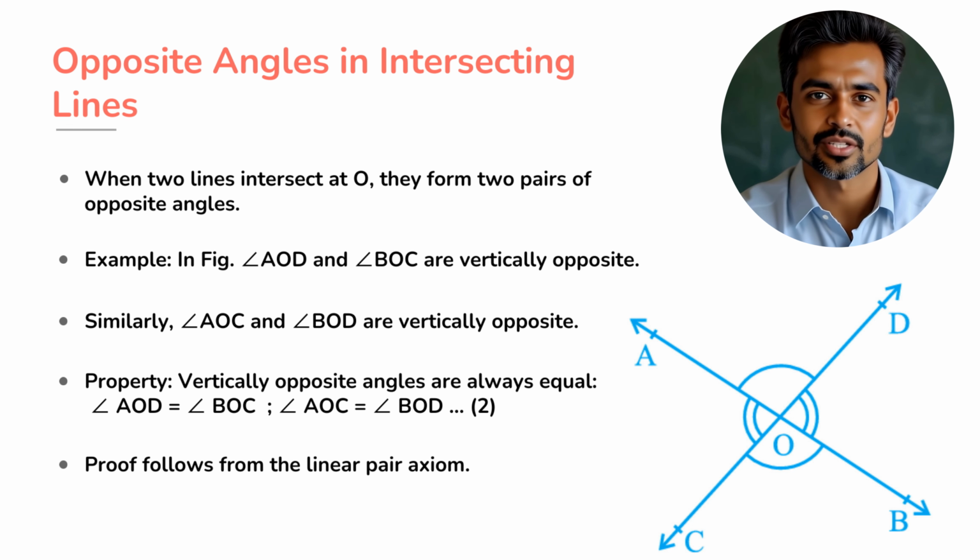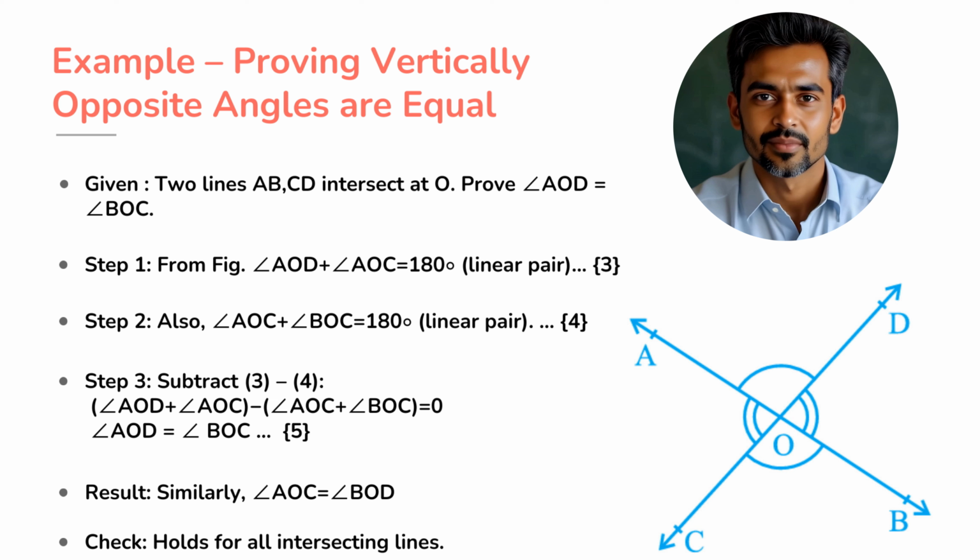Alright, let's see what happens when two roads cross each other. At the crossing point, 4 angles are formed. Now notice, the angles that are directly opposite each other are equal. These are called vertically opposite angles. For instance, in the diagram, angle AOD equals angle BOC and angle AOC equals angle BOD. That's a universal truth. Whenever two lines intersect, opposite angles are always equal. Pretty elegant, right?